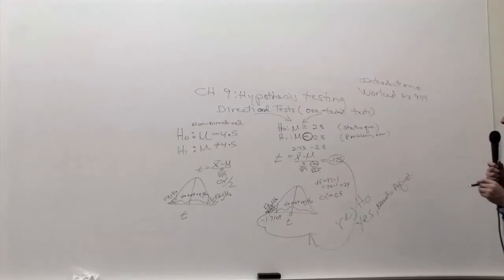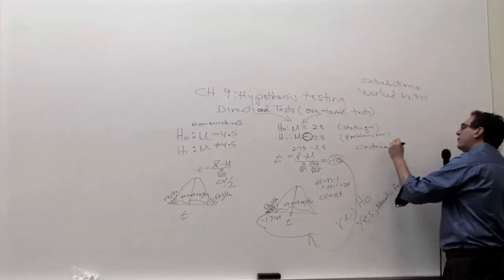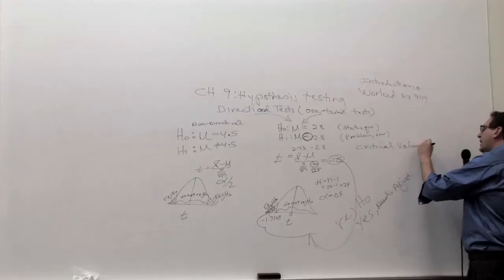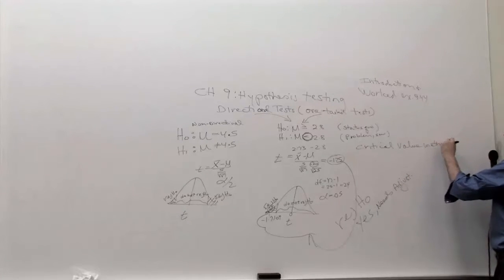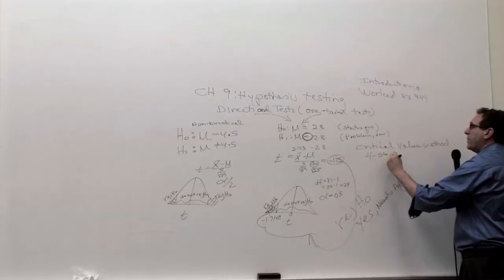This is called the critical, I think it's called, I really should double check. It's called the critical value method. I call it the 4-step. I call it sometimes in the video the 4-step method.